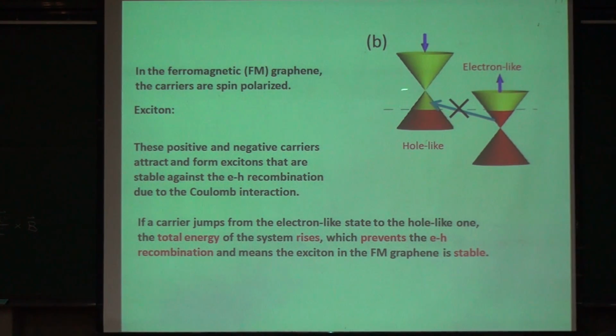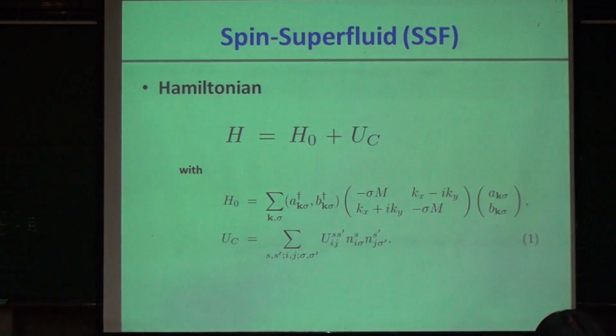So we propose in this system, if you can create a ferromagnetic graphene, you will have a spin superconductor. So of course we have to do some calculations to support this idea.